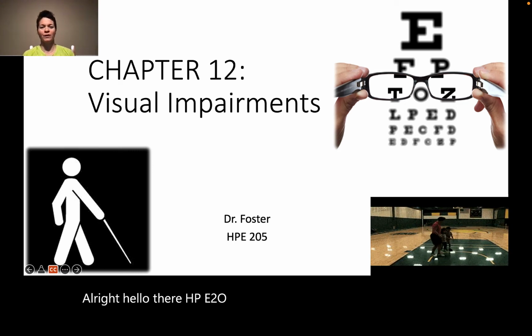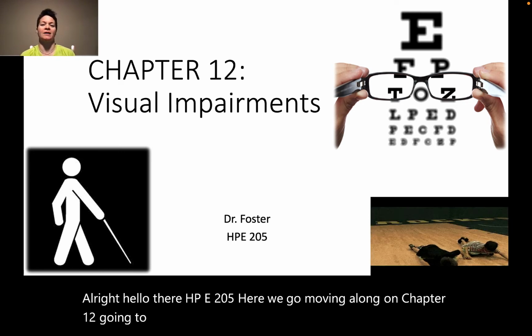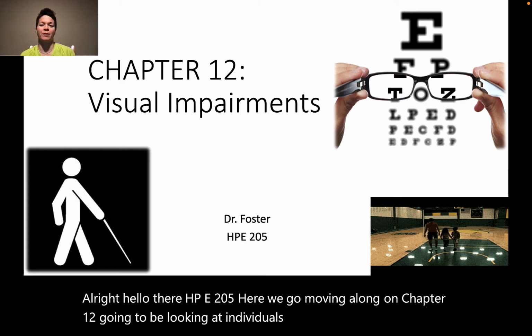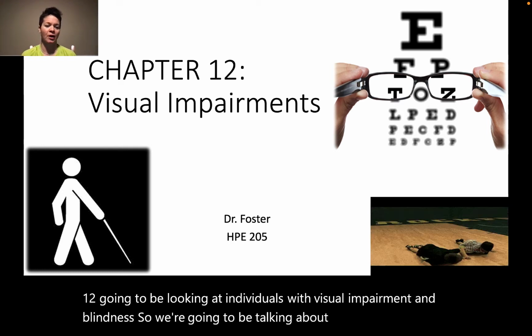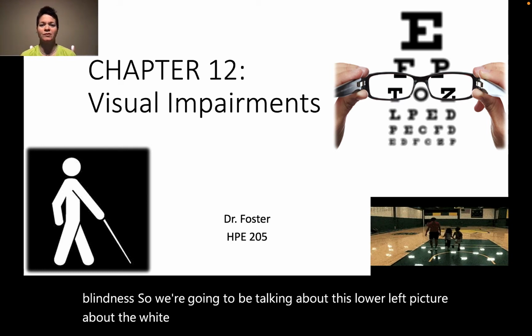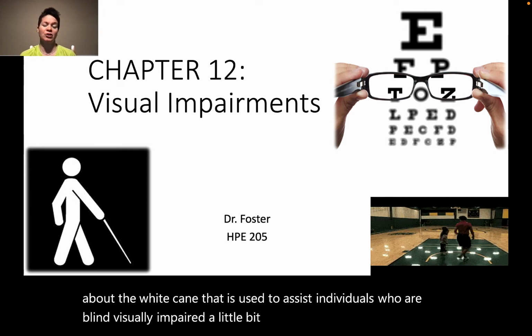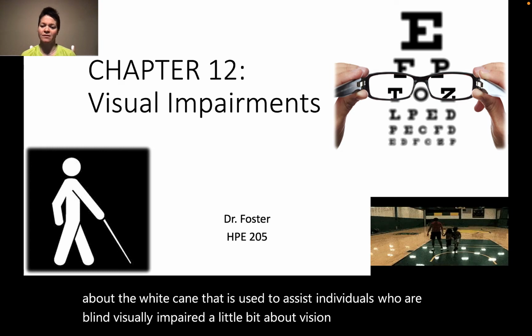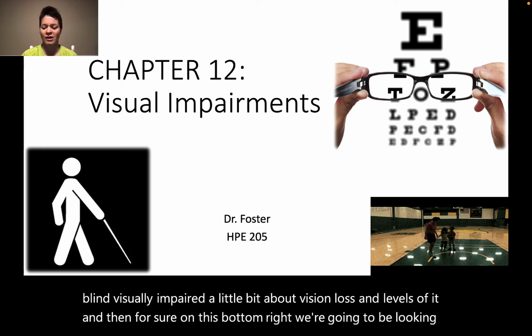Here we go, moving along on chapter 12, going to be looking at individuals with visual impairments and blindness. So we're going to be talking about this lower left picture, about the white cane that is used to assist individuals who are blind, visually impaired, a little bit about vision loss and levels of it. And then for sure in this bottom right, we're going to be looking at some teaching strategies also.